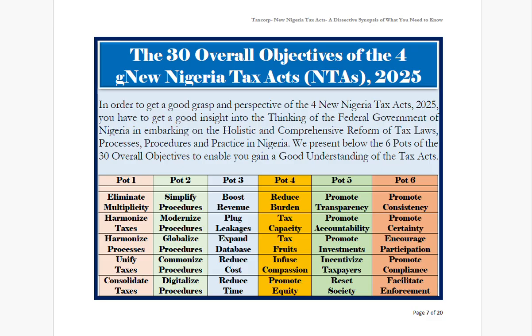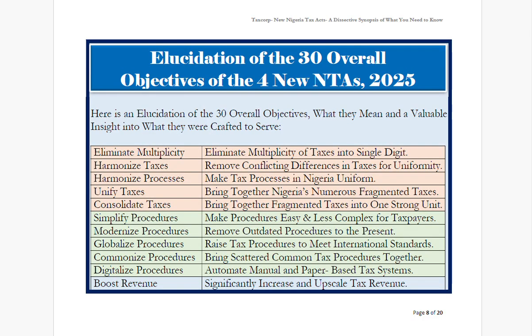Knowledge of these overall objectives is very important because that will help you to evaluate the goodness of this new Nigerian Tax Act. So we'll explain more on these 30 overall objectives. The first is eliminate multiplicity. What does it mean? It simply means eliminate multiplicity of taxes in Nigeria into single digits.